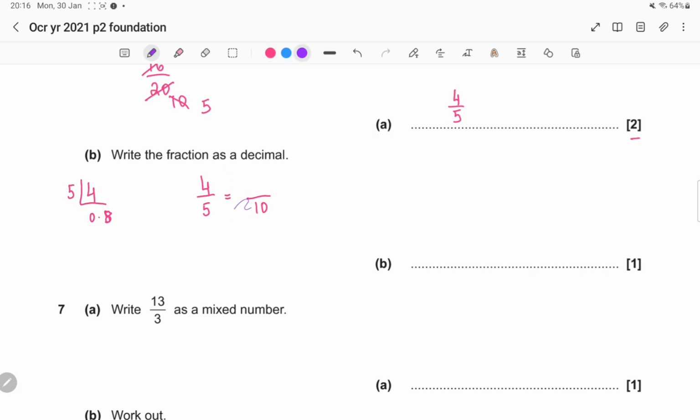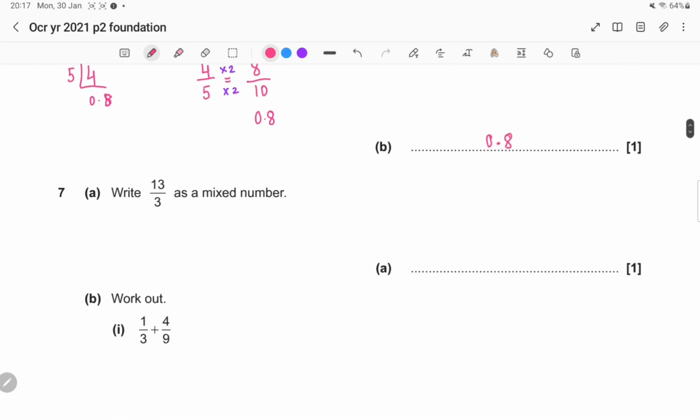If I multiply by 2 in the denominator, I need to multiply by 2 in the numerator. So 5 multiplied by 2 is 10, 4 multiplied by 2 is 8, and as a decimal number, 8 over 10 is 0.8. From that, my answer would be 0.8.